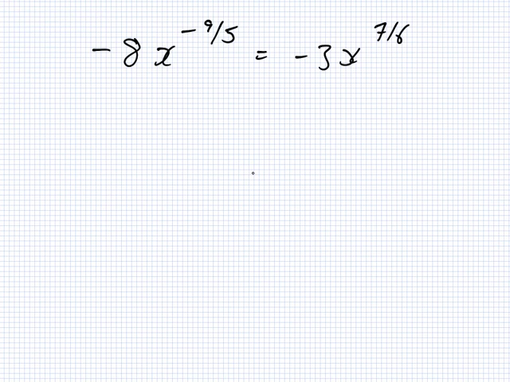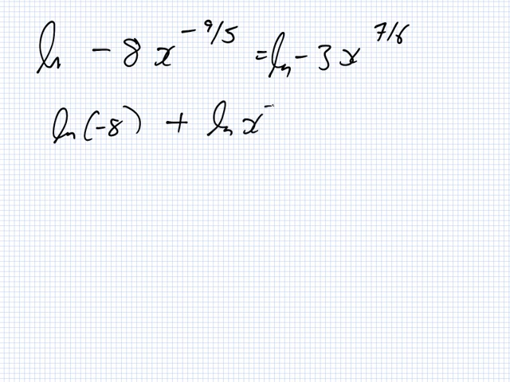The other way, yes, is we could have used logs here, but the disadvantage of using logs is that you don't get the exact answer. You only get a decimal answer. So if you were to use logs on both sides, you'll get log minus 8 plus log x minus 9 over 5 equals log minus 3 plus log x 7 over 6.